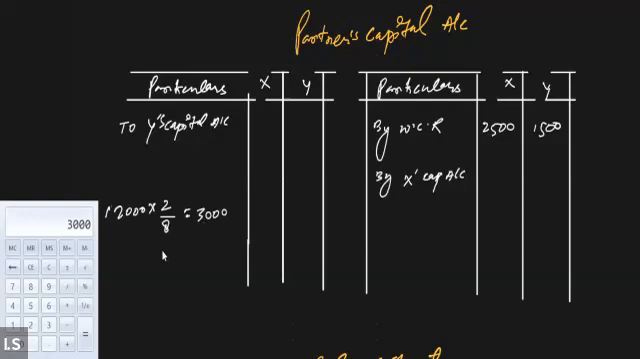And X is gaining, Y is sacrificing. That means X account needs to be debited by 3,000. And we'll write down the name of Y to Y's capital account. Here Y is sacrificing, that means Y's account needs to be credited by 3,000. Is that correct, both of you? Yes. Okay.